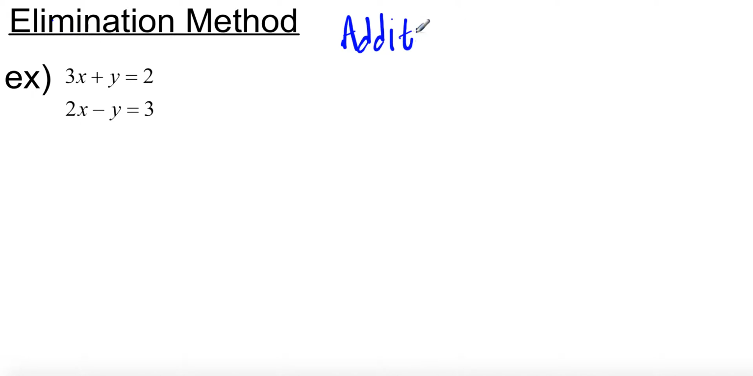Both of these are good names because we're going to look at adding the system together and hoping that one of the variables will eliminate. And we're not just going to hope, because if one of the variables is not eliminated, we're going to manipulate our equations so that one of the variables does eliminate. So let's take a look at this system.